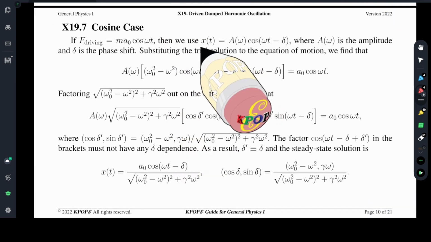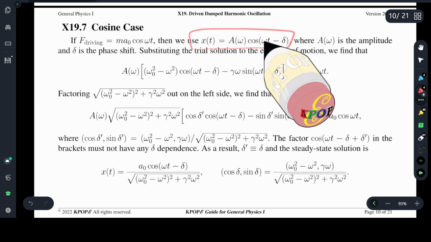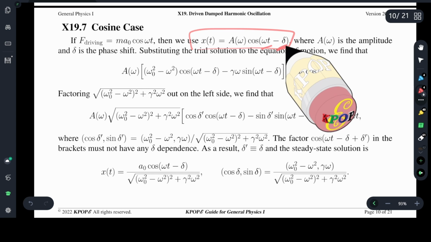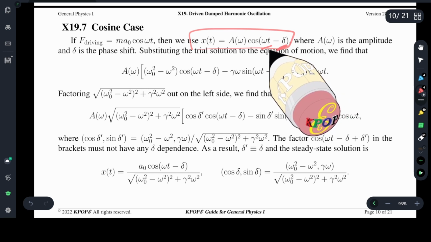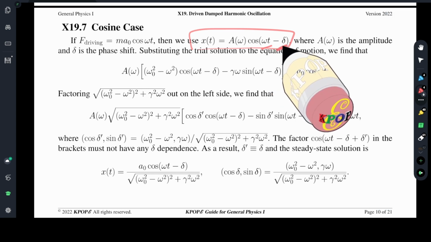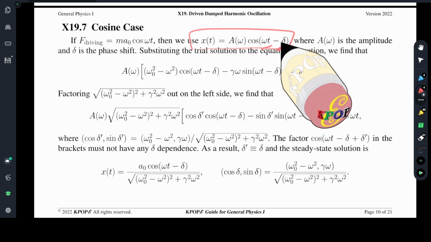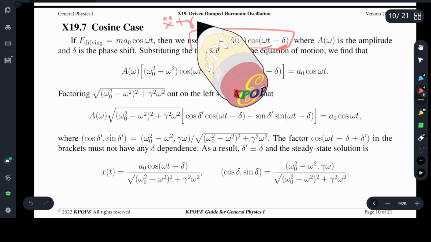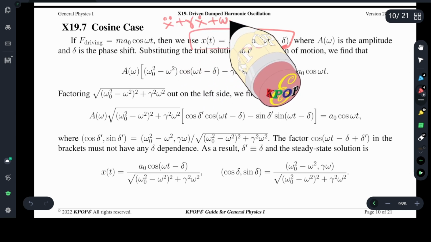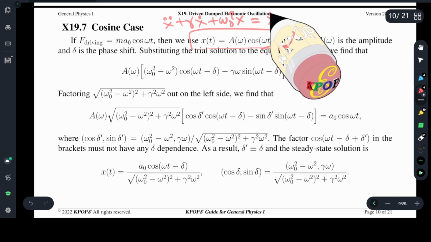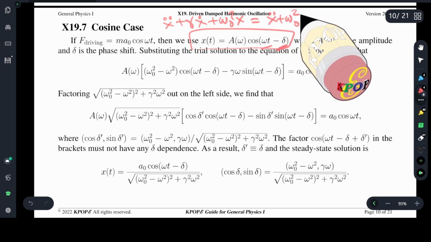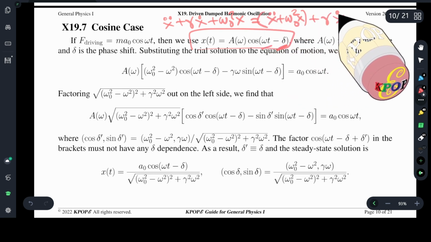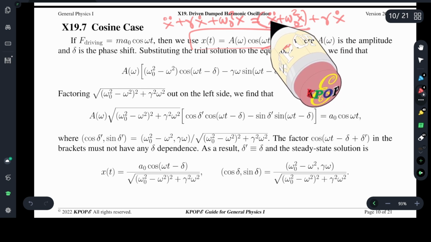So let us substitute this trial solution. It should be cosine, and we have to take into account the possibility of a phase shift. Then we can obtain the answer. Okay, why don't we substitute this into the differential equation of motion. Because they are of the same kind, let me write it in this form.